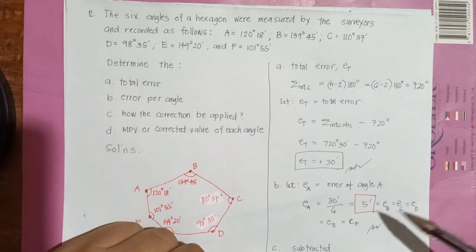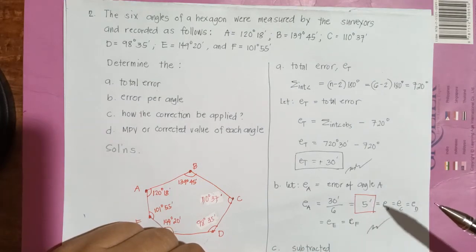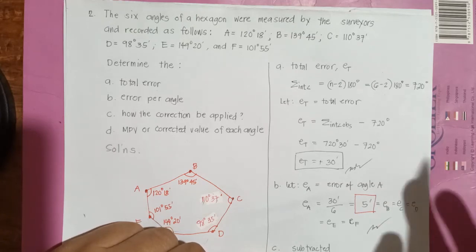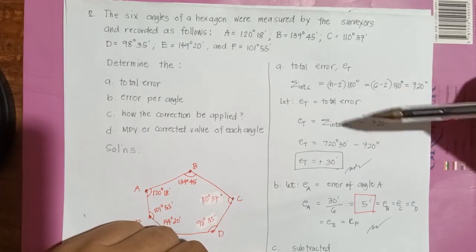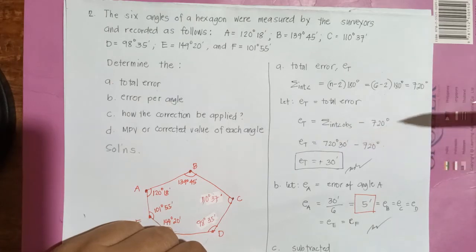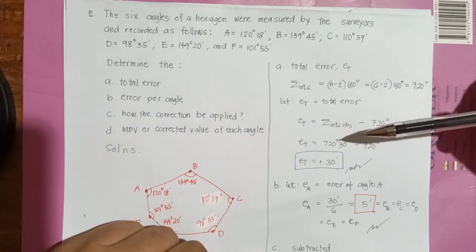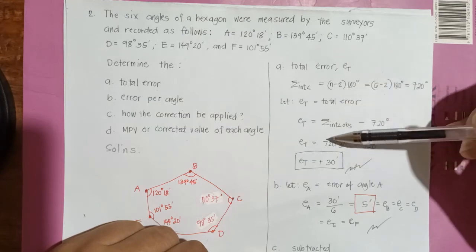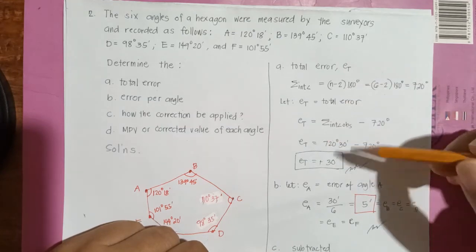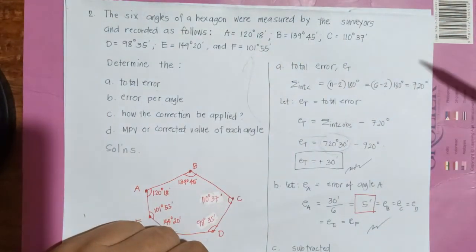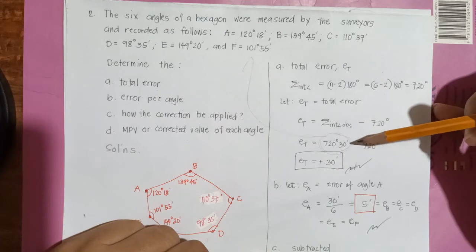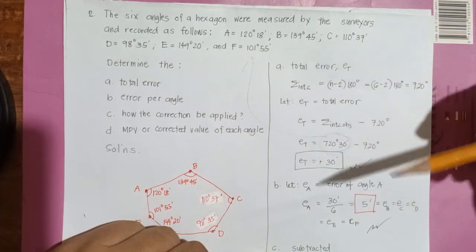Because we know that the error and correction are numerically equal but algebraically opposite. Okay, it is difficult to memorize, so just use logic. So we have 720 degrees and then 720 degrees 30 minutes. We look at where this measurement comes from: the 720 degrees and 30 minutes came from the observations, which had an excess of 30 minutes. That is the error, the excess.